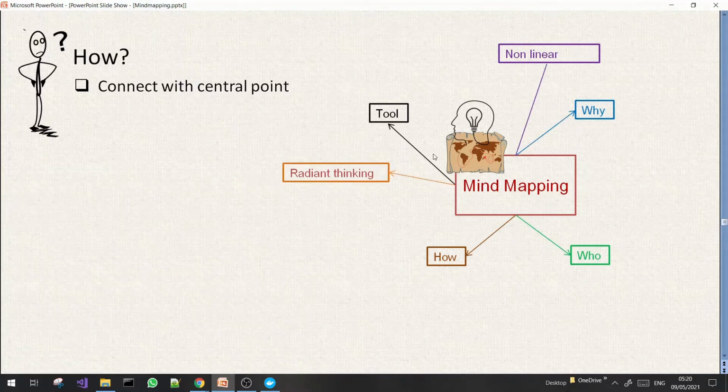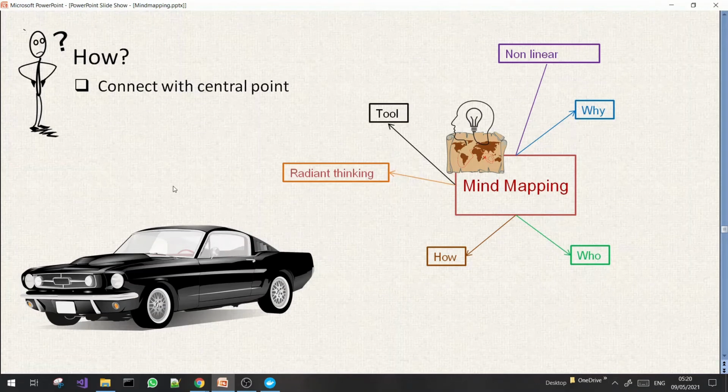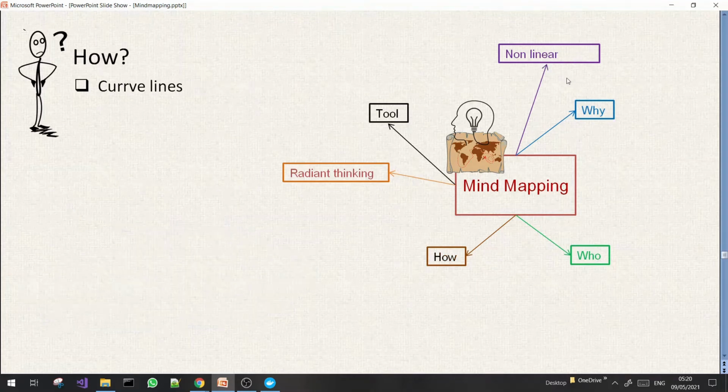Connection. As I said, brain always tries to recall information through connections. For example, if I'm thinking about car, then brain may ask which color is this, which brand is this, how much is cost, and so on. So these all information are connected. That's why in mind mapping we connect the information so our brain can remember it.